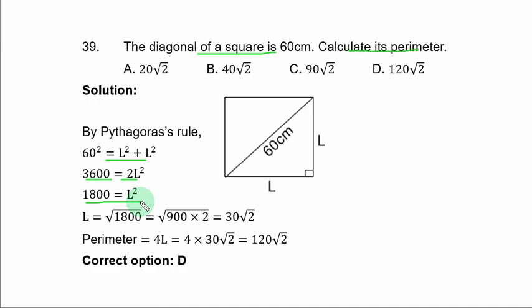To get L, take the root of both sides, so L is equal to root of 1800. If you express 1800 as a product of two factors where one is a perfect square, you have 900 times 2, and the root of 900 is 30 times root 2. Perimeter is 4L, that is 4 times 30 root 2, 120 root 2. D is the correct option.